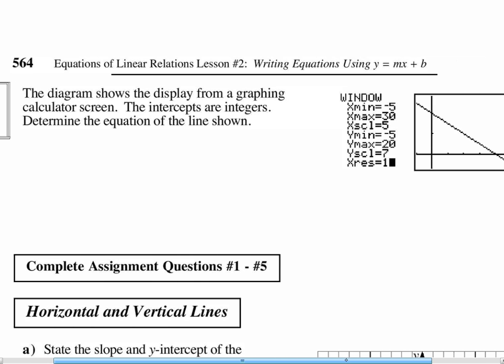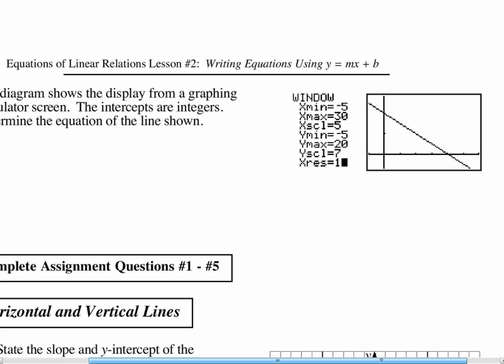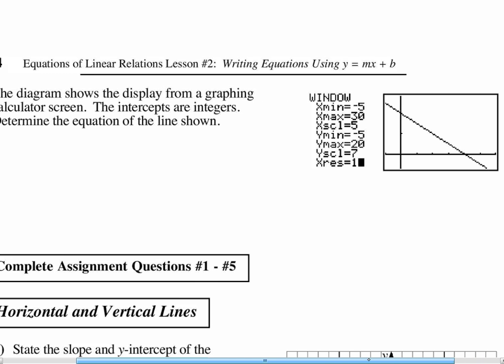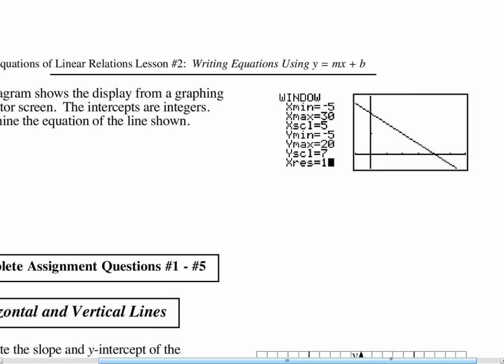Diagram shows a graphing calculator screen. The intercepts are integers. Determine the equation of the line. Okay, so looking at this, what's the scale on the x-axis? The x scale is 5, so each tick is worth 5. What's the scale on y? 7. So each tick is worth 7.